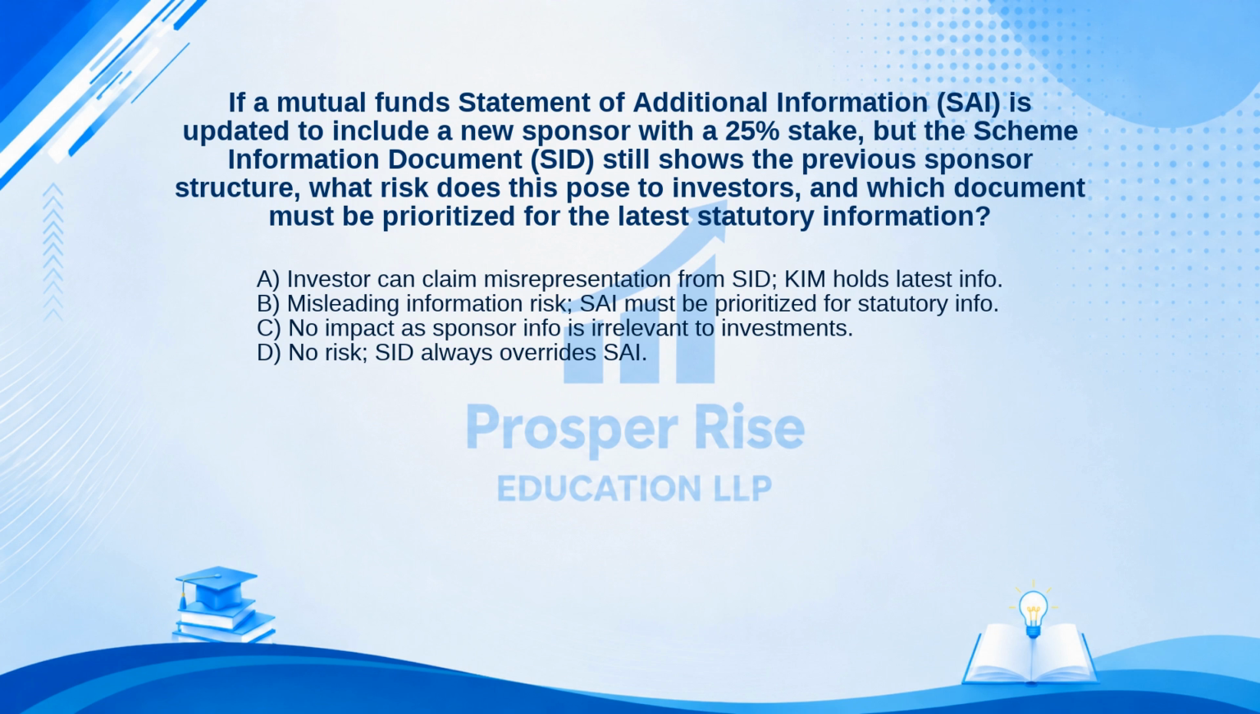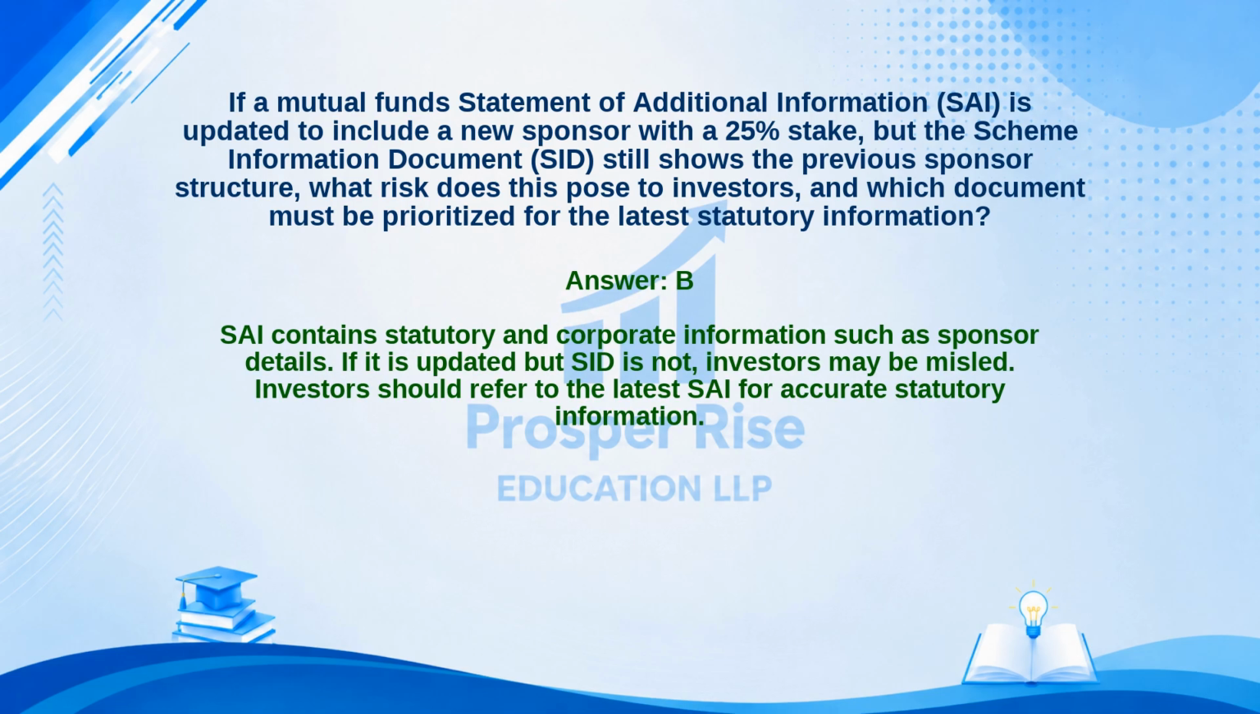The correct answer is option B. Let's see why. SAI contains statutory and corporate information such as sponsor details. If it is updated but SID is not, investors may be misled. Investors should refer to the latest SAI for accurate statutory information.